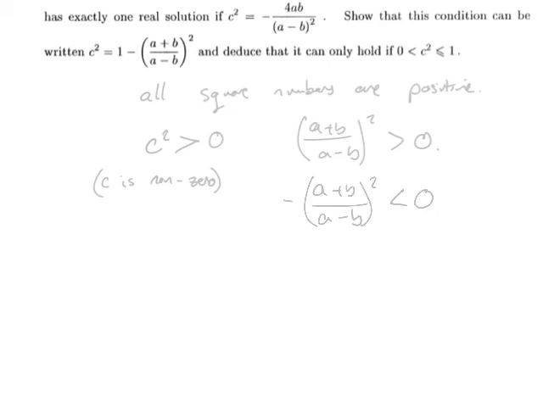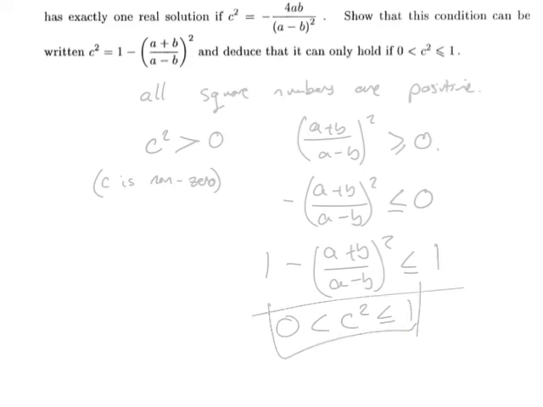And if we add 1 to both sides of our inequality, 1 minus that square number is less than or equal to 1. However, the thing we've just written down now, that is less than or equal to 1, is c squared. So c squared is less than or equal to 1. And that's it. c squared is greater than 0 and less than or equal to 1.